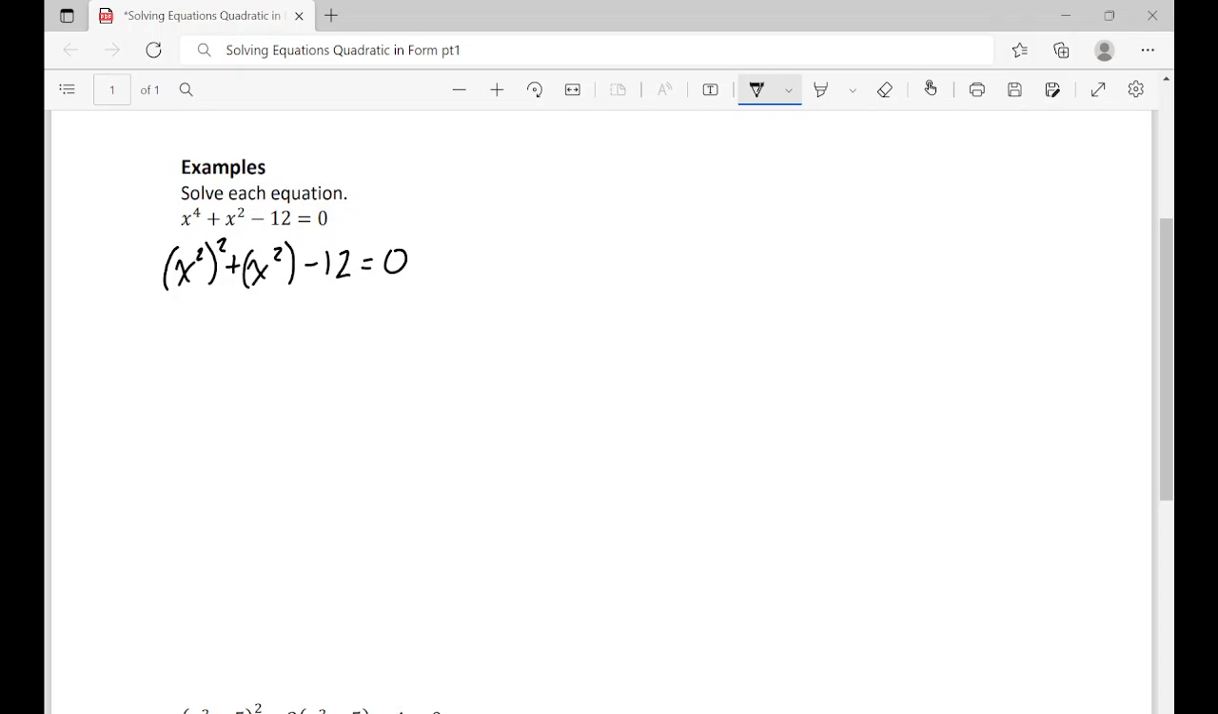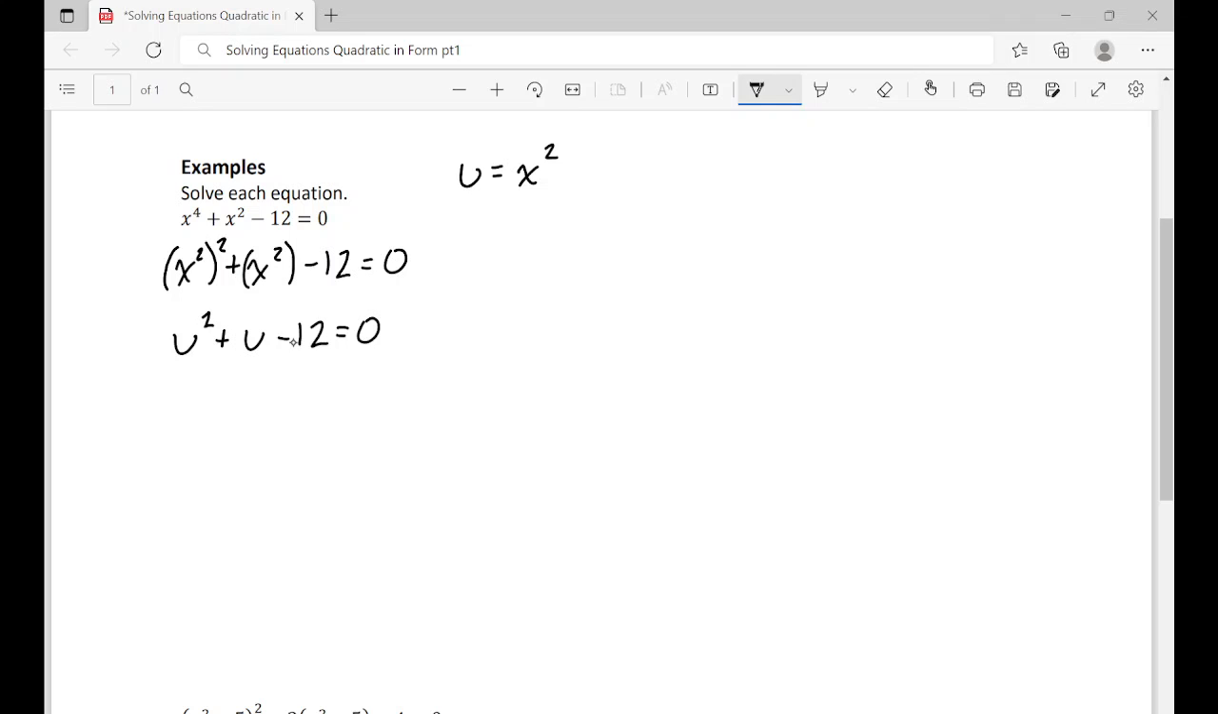So what we can do is a thing called a u substitution, or any variable you choose. So we can say that u equals the middle variable, x squared. And so if I go through here, I see that I have an x squared here, so it's just u squared, plus, and I have another x squared here, so let's call it u, and I have no x squared here, so I can just say it's minus 12 equals 0. And now I've gone from quadratic in form to quadratic.